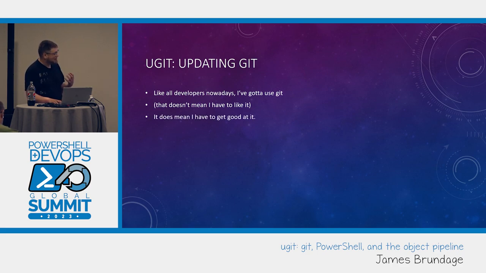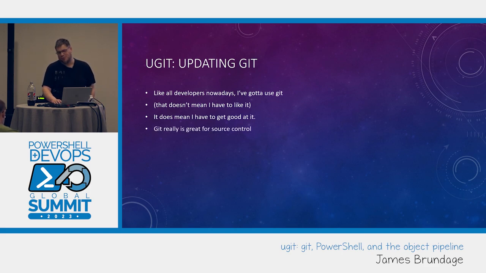It does mean that I have to get better over time, though. And as I do more and more releases, more and more stuff on GitHub, I have to keep getting better at Git. As I work with more companies that are Git-based, I have to keep getting better at Git. So say we all. Git is really great for source control. It really is. There's a reason why it's about 90% of the market at this point.